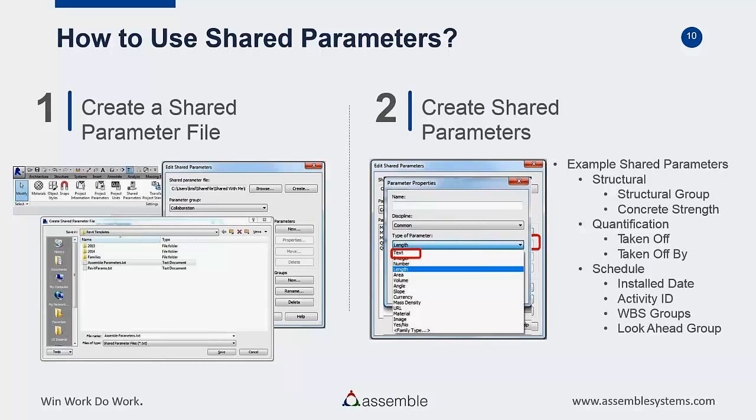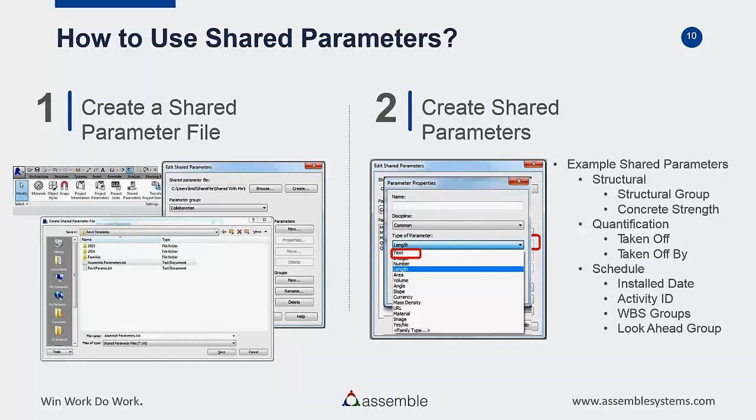From there, we need to actually create the individual shared parameters, and just think of them as properties that you can go ahead and edit in Revit or Assemble. And they have different types. Typically we use the text type or a yes and no type. Those are the two most common ones that we use. As we create those, you can create as few or as many as you want. Typically, these are some of the common ones that we use.